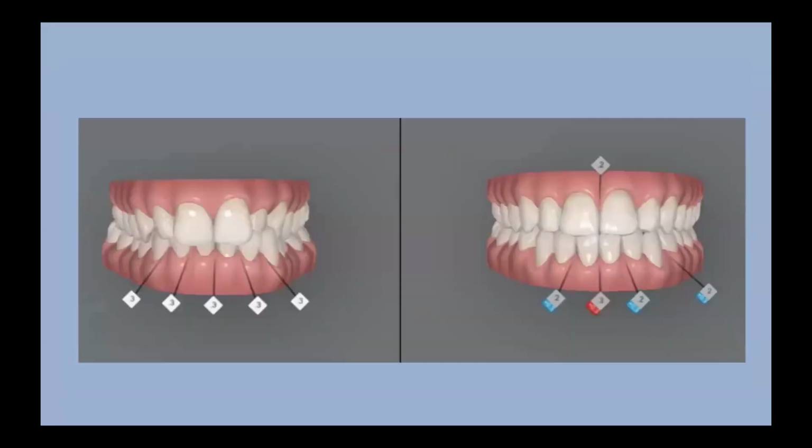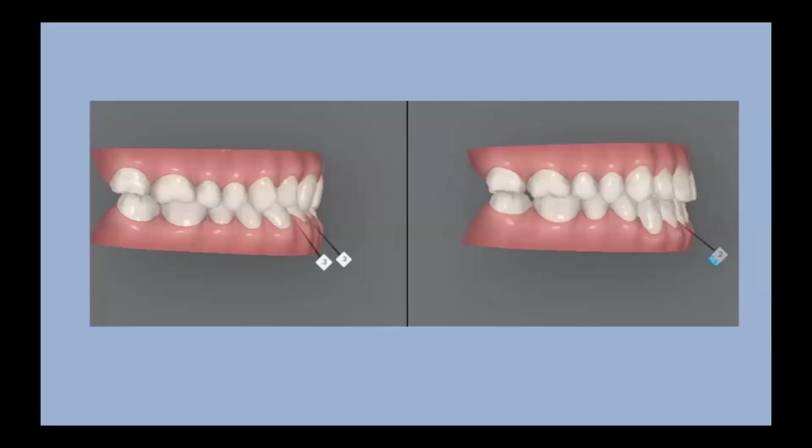So on the left-hand side, we have our pre-treatment picture. And on the right-hand side, we have our simulation of where we wanted to go. And as I go through this presentation, the left-hand side will always be the pre-treatment image, and the right-hand side will be either the simulation or our final. And you can see how we really need to do something to fix these teeth.